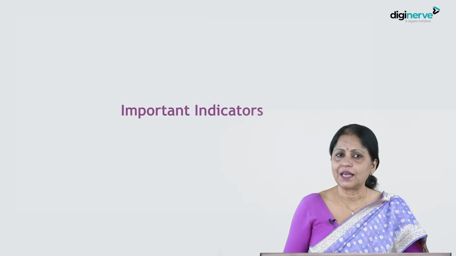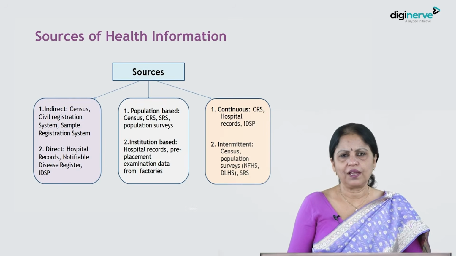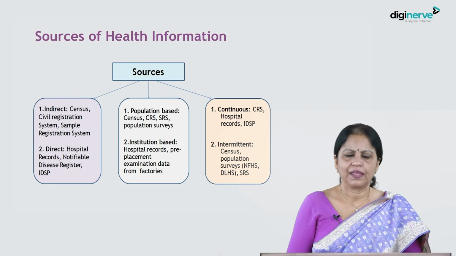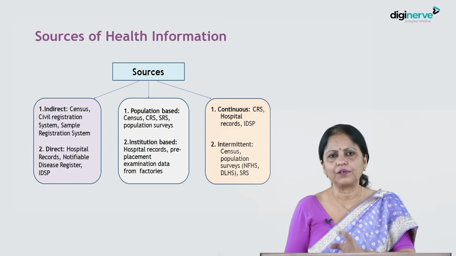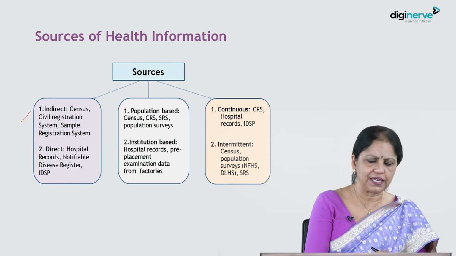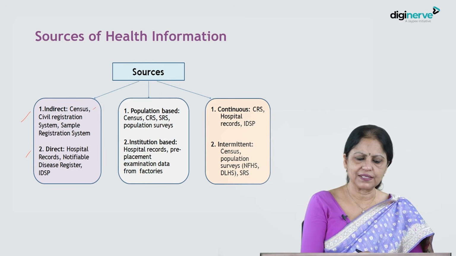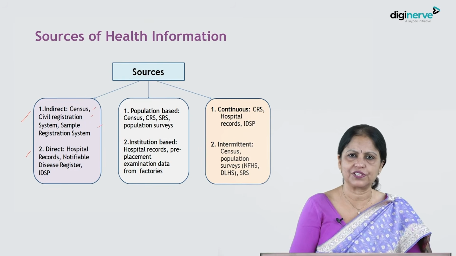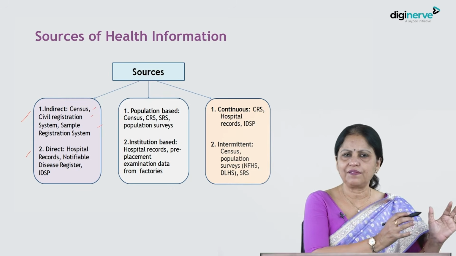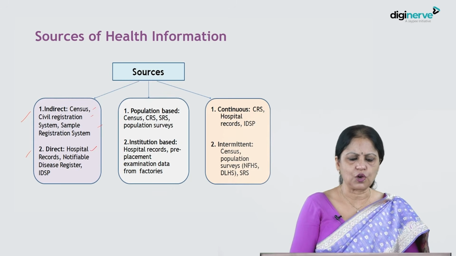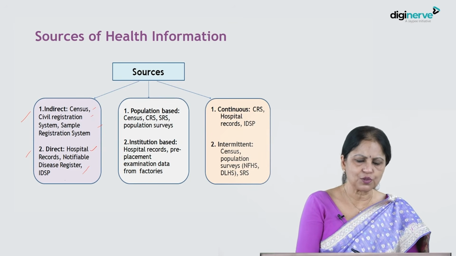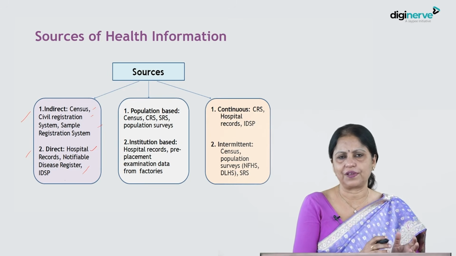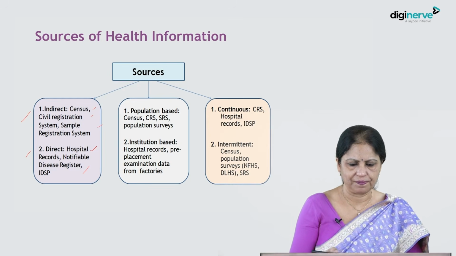Okay, now I will discuss some important indicators. I have told you in an earlier session about sources of health information, but you can divide them into groups in various ways. If we say indirect and direct, indirect are census, civil registration system, sample registration system, because those are taken for another purpose. And direct are hospital records, notifiable disease register, IDSP, that is Integrated Disease Surveillance Programme. These are direct sources directly collected for the purpose of health, and we get data from there.